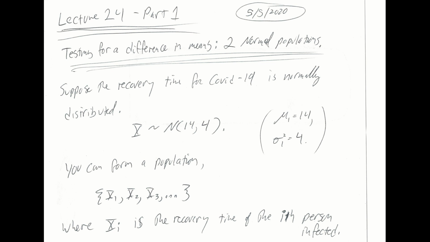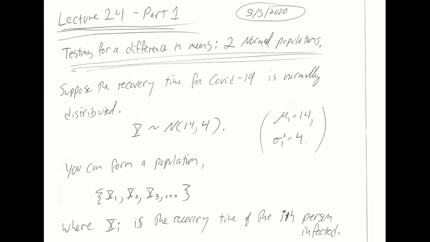For today's lecture we are going to be discussing a slightly more advanced topic when it comes to statistical hypothesis testing. We're going to be discussing testing for a difference in mean for two normal populations. So here we're going to have two normally distributed populations, and we want to test whether or not we believe they have the same mean, or is there a difference in the means of these two populations.